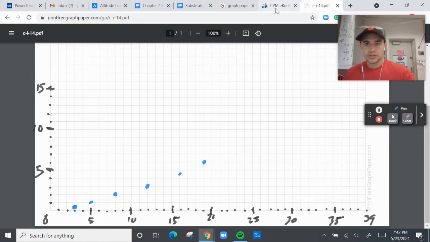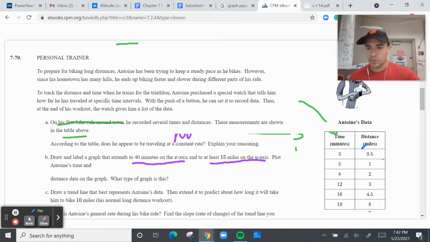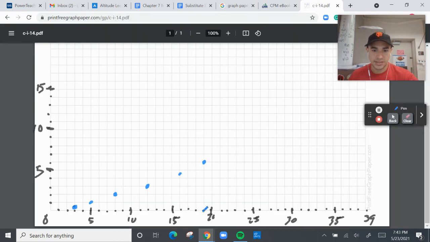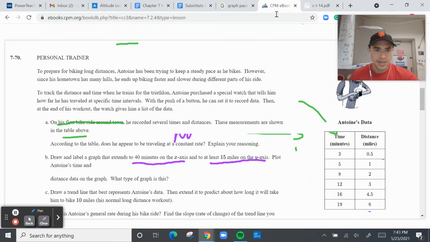Okay, and we're back. So I plotted all these: 3 and 0.5, 5 and 1, 8 and 2, 12 and 3, 16 and 4.5, and 19 and 6. I don't know why I made us go all the way to 40, but that's what we did. So, all right, draw a trend line that best represents Antoine's data. This extends it to predict about how long it will take to bike 10 miles, his normal long distance workout.